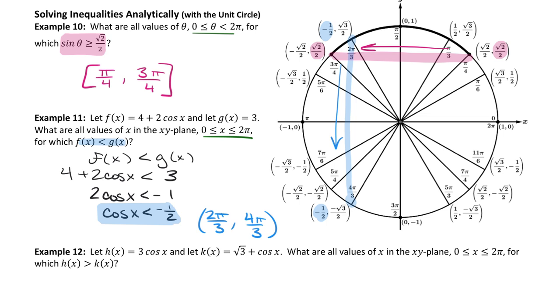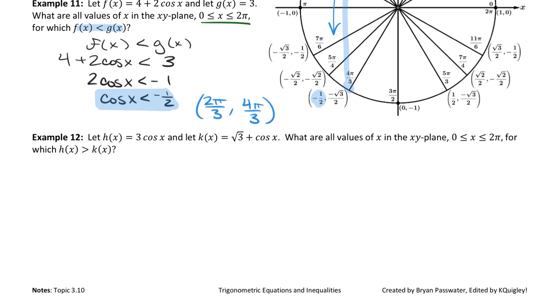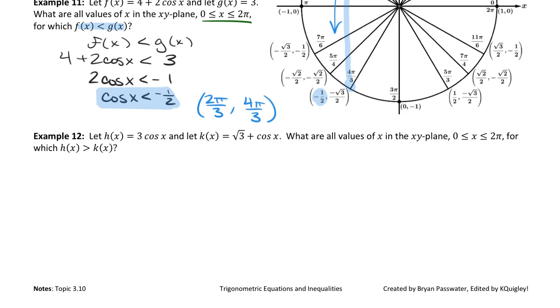We following? Okay. Example 12. We're still going to use that unit circle. I just have to zoom down a little bit. Let h of x equal 3 cosine of x and let k of x equal square root 3 plus cosine of x. What are all the values of x in the xy plane between 0 and 2 pi for which h of x is greater than k of x?